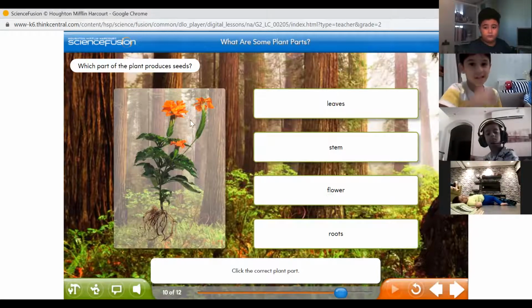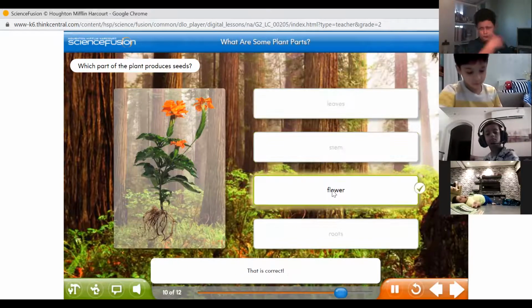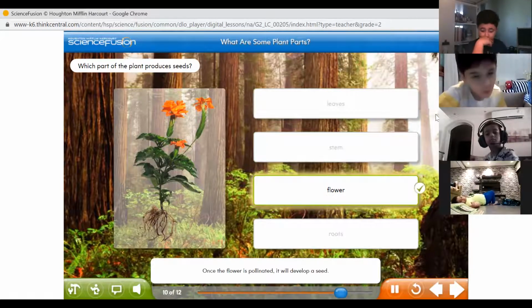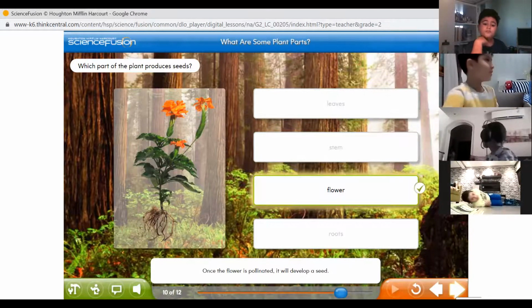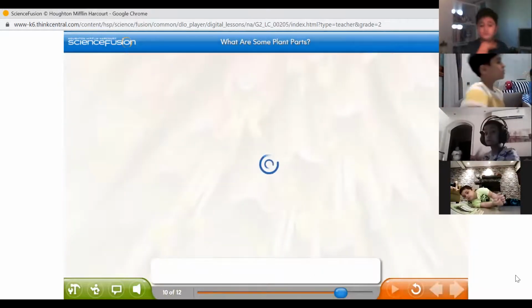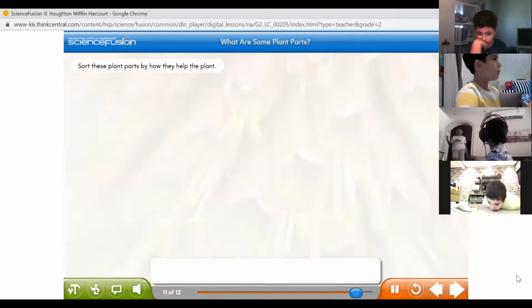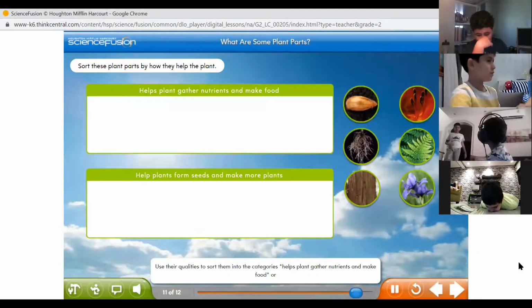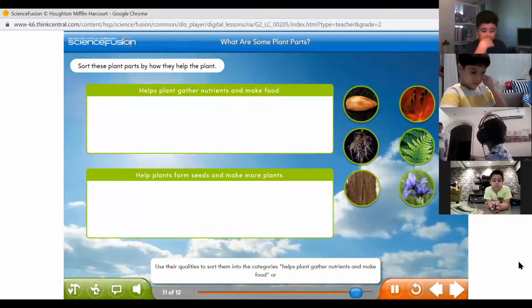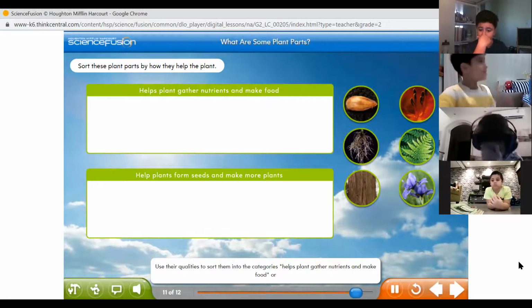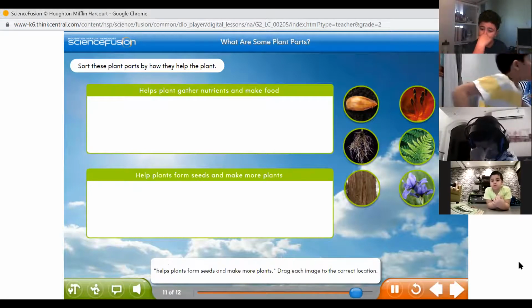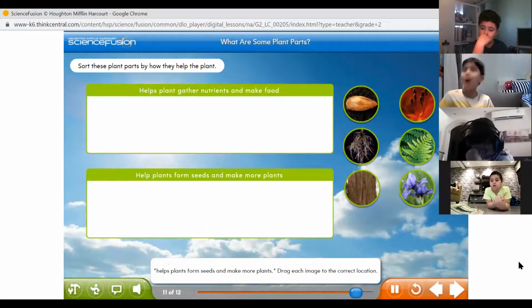Yes. Which part makes the seed? Flower. Excellent. That is correct. Once the flower is pollinated, it will develop a seed. Exactly. Look at these plant parts. Use their qualities to sort them into the categories: helps plants gather nutrients and make food, or helps plants form seeds and make more plants.